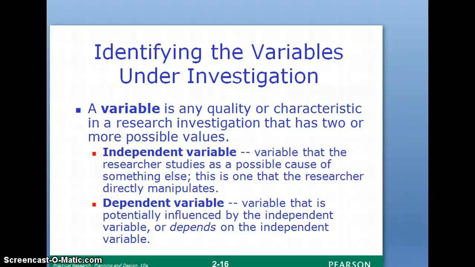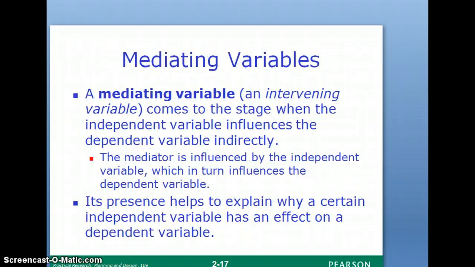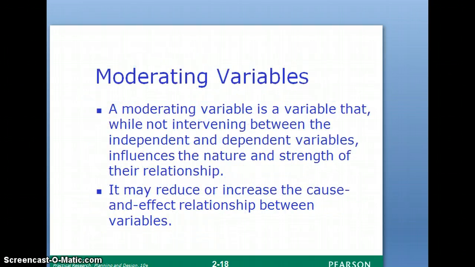Then we talk about the cause-effect relationship. So we introduce in chapter 2 4 variables. 2 are related to the cause and effect, which is the independent variable and the dependent variable. And in between, we introduce also 2 types of variables: mediating variables and moderating variables.